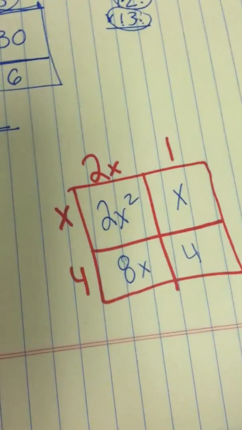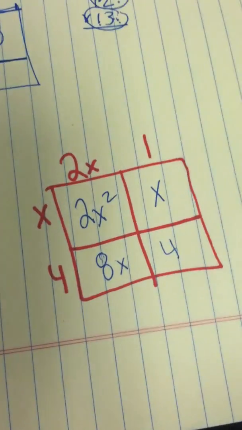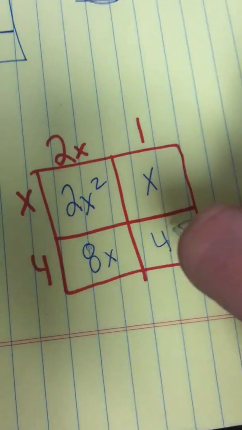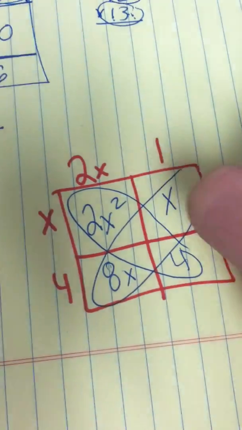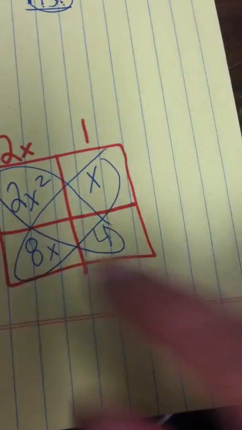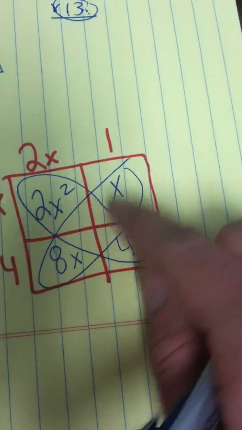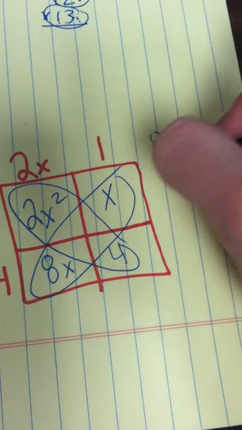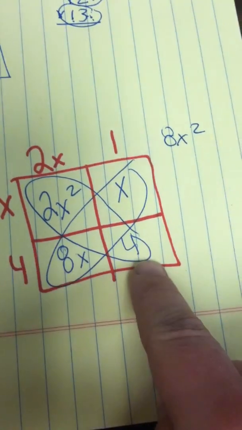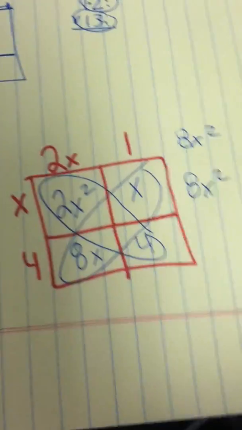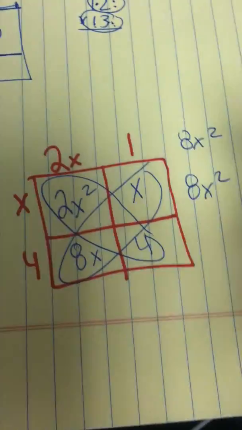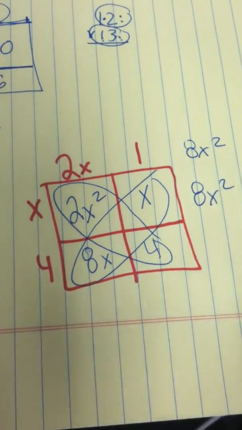Some things I want you to notice in this form, which are going to help us when we work backwards, is that the diagonals of this happen to be the same product. So 8x times x is 8x squared, and 2x squared times 4 is also 8x squared. That's just a cool pattern that happens. This doesn't really have anything to do with the problem, but it's a cool pattern.